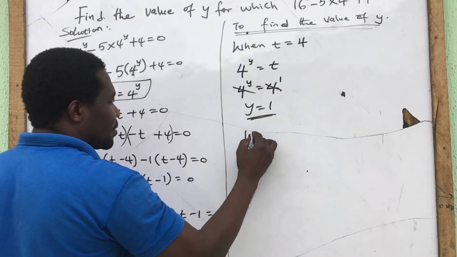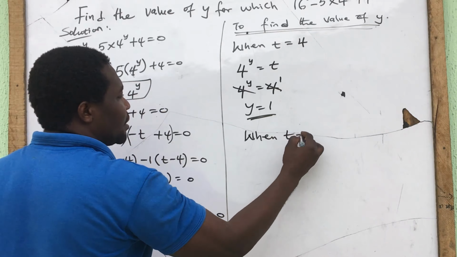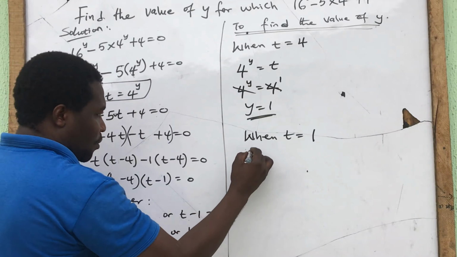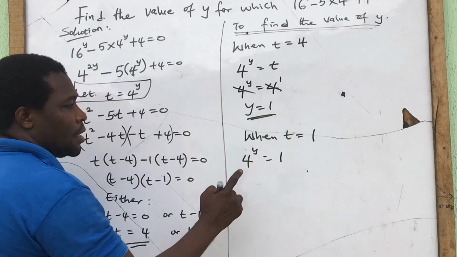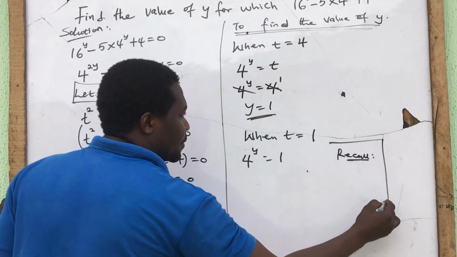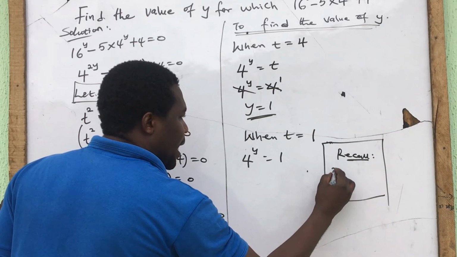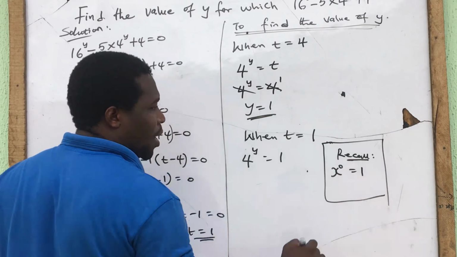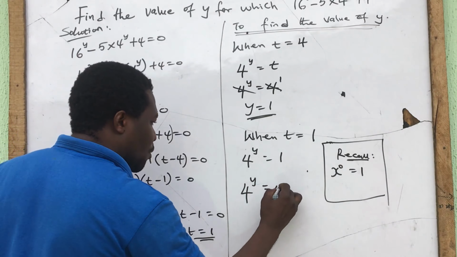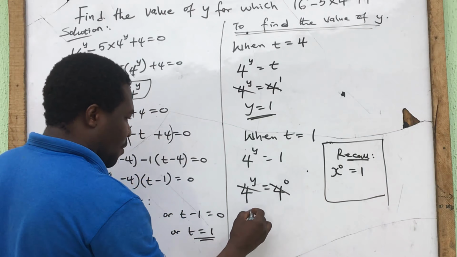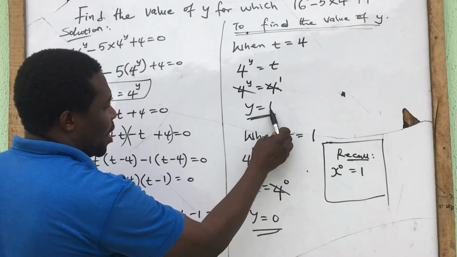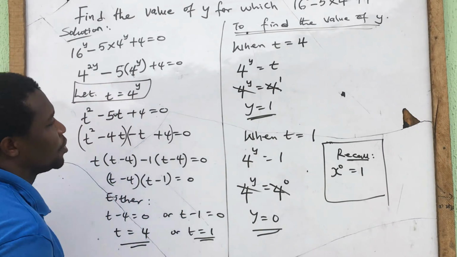Then when t equals 1, then 4 raised to power y equals 1. Recall that x raised to power 0 is 1. Then from that, 4 raised to power y equals 4 raised to power 0. Therefore y equals 0. So the value of y is either 1 or 0.